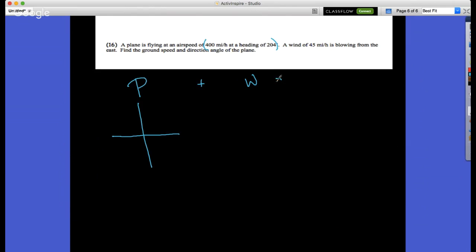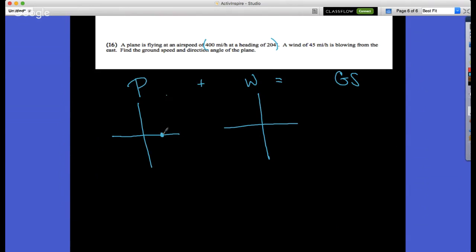And our plane plus our wind equals what we call our ground speed. You'll see that here in a second as we go forward. So, for instance, it says a plane is flying at an airspeed of 400 miles per hour at a heading of 204 degrees. I know that some of you have learned different things. Just for the sake of argument, for this problem, the actual answer sheet could be a little bit different. But I'm going to go off of what the test is going to be over, and I just don't want to confuse you, okay?